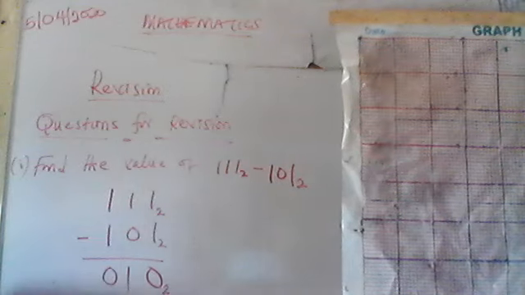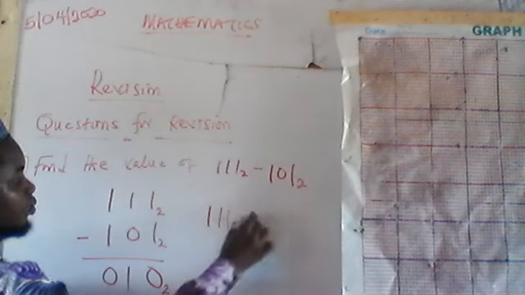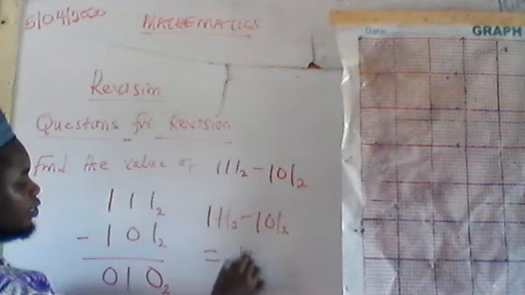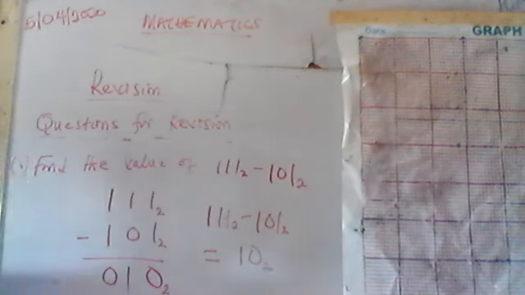So in this case, the value for 111 base 2 minus 101 base 2 will give you 10 in base 2. So this is what you are going to have. It's very simple. Just follow the operation that we know, and the value will be 10 base 2.